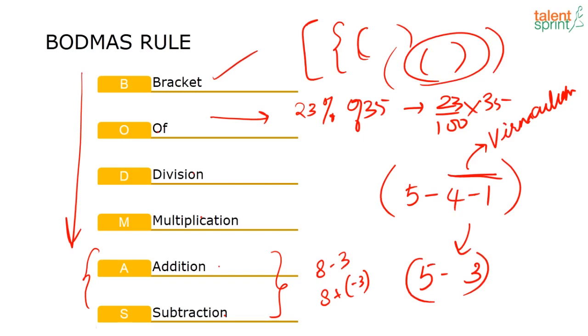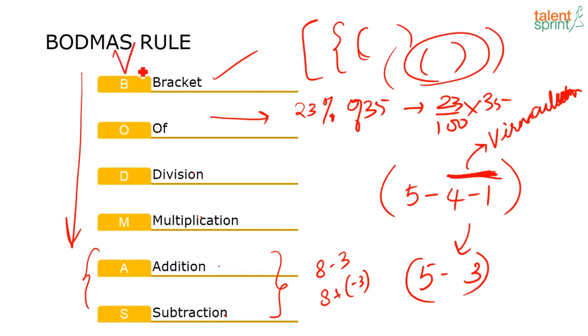Okay, spelling is VINCULUM. Vinculum is a bar that sometimes occurs on top of some operations. That means first you have to solve whatever is under this bar, then only you can move to the next. Basically this vinculum has precedence over the brackets also.